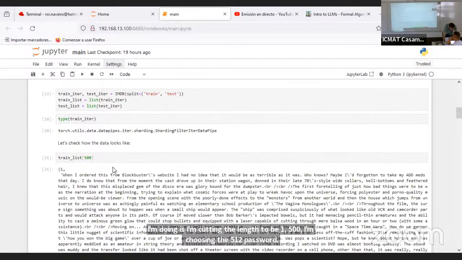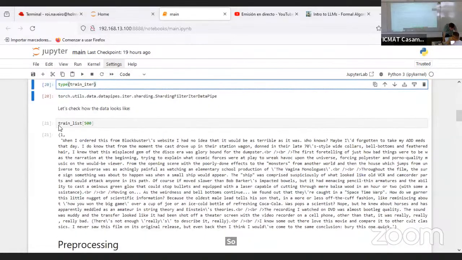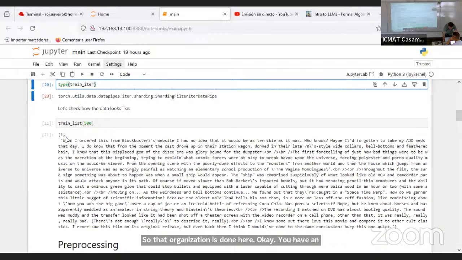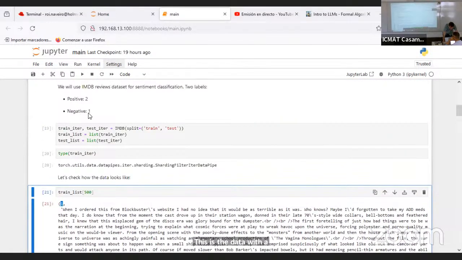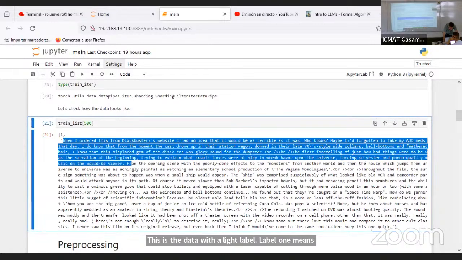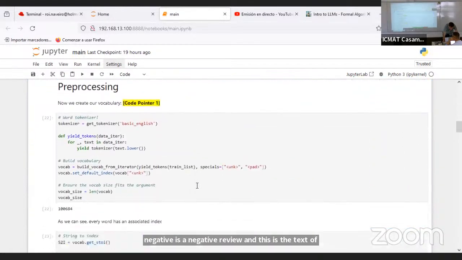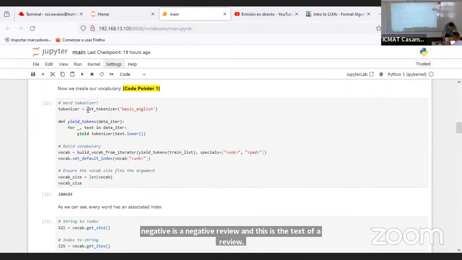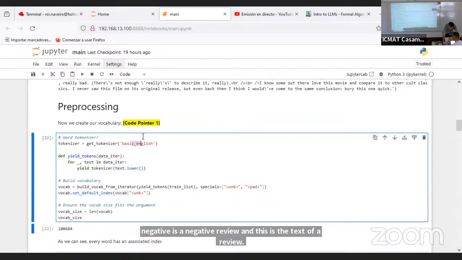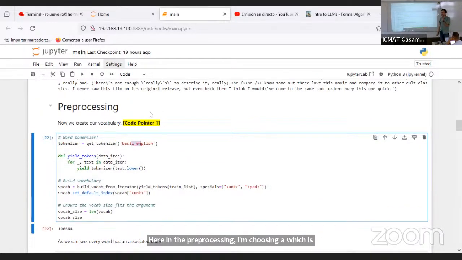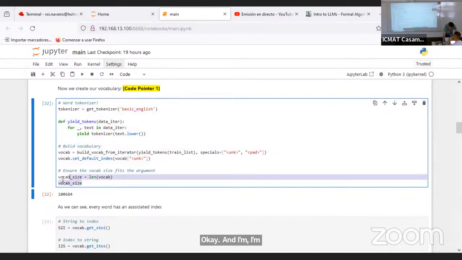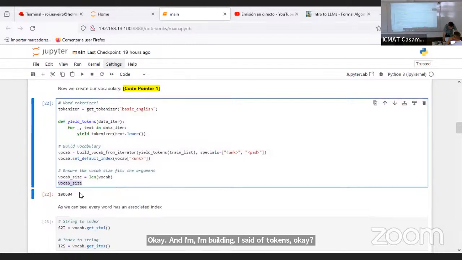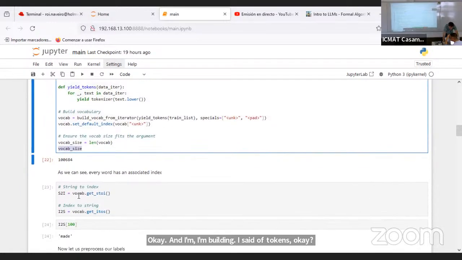The tokenization is done here, okay? You have an example of data. For instance, this is the data with a label. Label 1 means negative, it is a negative review, and this is the text of a review, okay? And here in the preprocessing, I'm choosing a tokenizer, which is basic English. This is a tokenizer in which every element is a word in English, okay? And I'm building a set of tokens. Here, the vocabulary size is 100K, more or less.